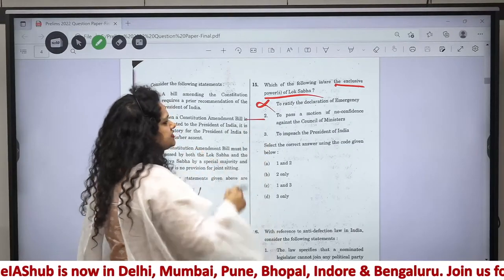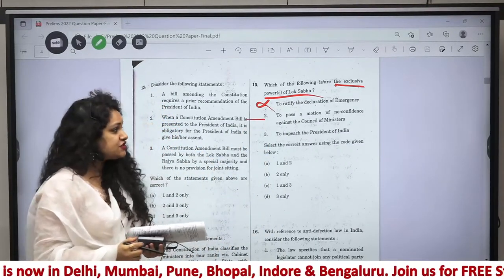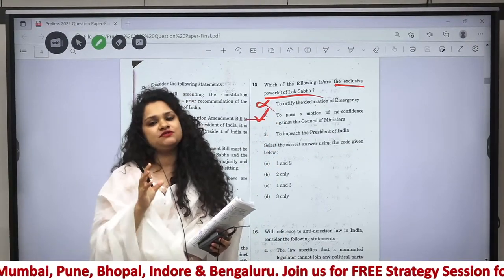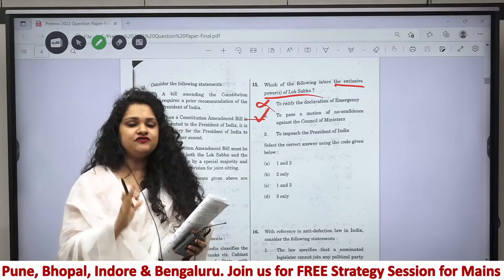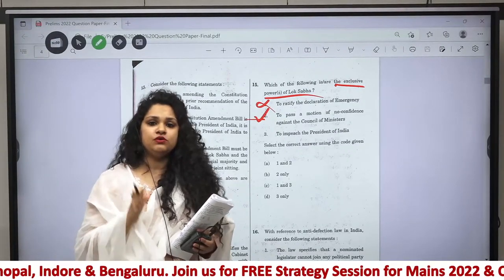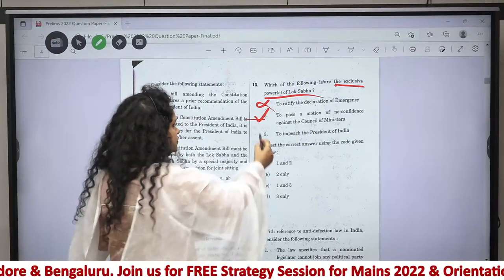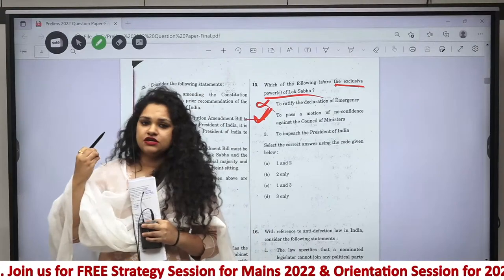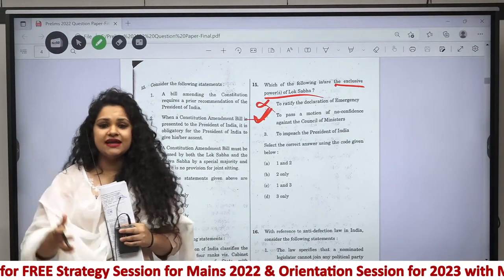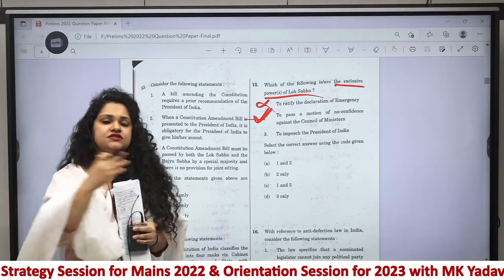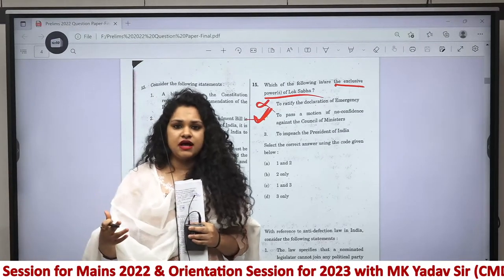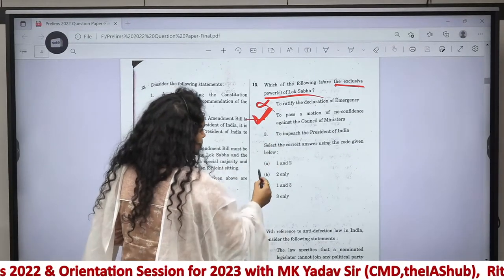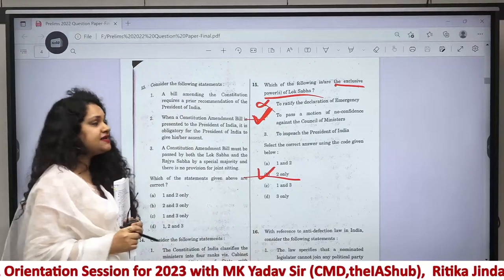The second one is to pass a motion of no confidence against Council of Ministers. So yes, this is correct only because we know that the Council of Ministers are collectively responsible to the Lok Sabha, and therefore any kind of no confidence motion also will be originated in Lok Sabha, not Rajya Sabha. So this is correct. The third one is to impeach the President of India. So the proceedings to impeach the President of India can originate in any of the houses, and the matter is referred to the other house. There is of course a kind of inquiry, and so both the houses are involved. So the right answer here would be only two. So the answer here again is B.